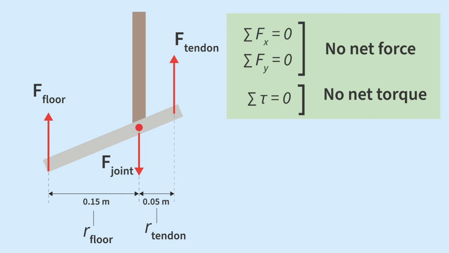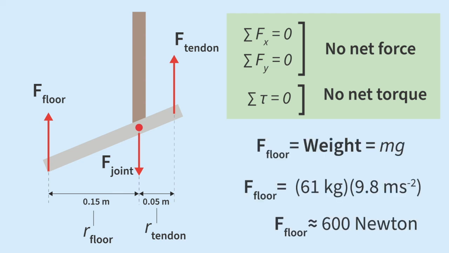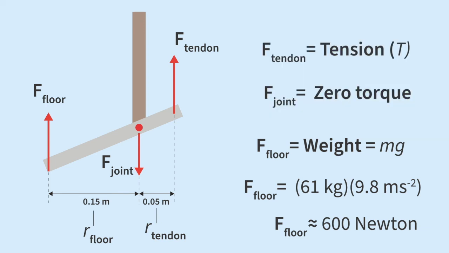Let us apply the concept of static equilibrium, which demands the net force and the net torque must be zero. Three forces act on the foot. The force of the floor and tendon have only a y component. There must be no net force along either the x or y axis. The force from the floor is equal to the person's weight, which is around 600 Newton. This acts at a perpendicular distance of 15 cm from the pivot and it is directed upward. The force from the tendon is simply the tension in the tendon. This force acts at a perpendicular distance of 5 cm from the pivot and is also directed upwards.